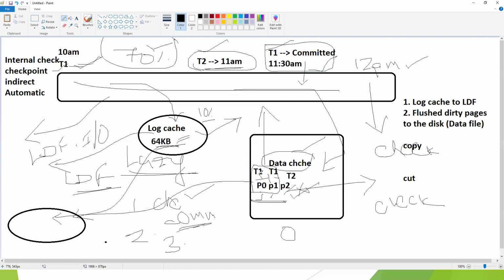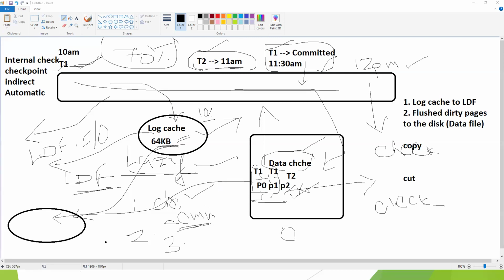Yeah, your understanding is absolutely correct, right? That is the lazy writer's work. But when the lazy writer executes is what we need to understand. The lazy writer's work is what you mentioned: it will remove the pages from the data cache so that it frees up memory for new pages to be accommodated. But when that happens is what matters. So does anyone want to give it a try? Anybody should be fine.